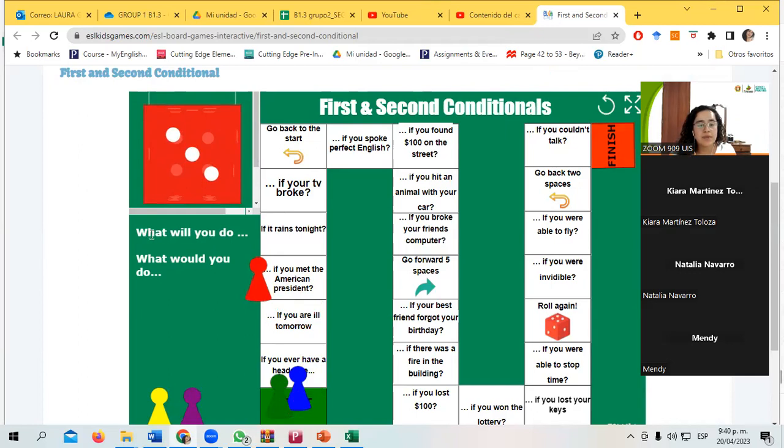Aquí eligen una de las preguntas. What will you do or what would you do? En este caso es, what would you do if you met the American president? Okay, so you answer. Eligen una de las dos, la que vaya con la pregunta y responde.